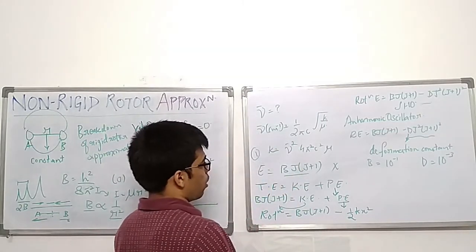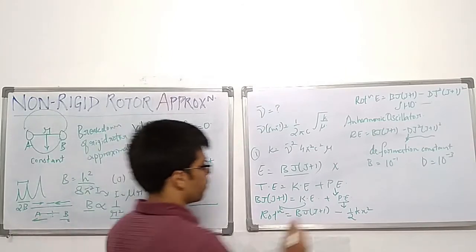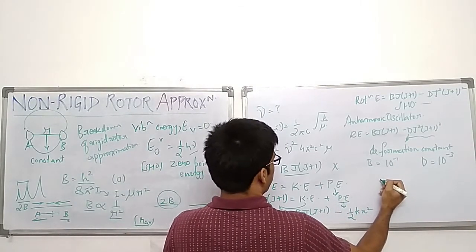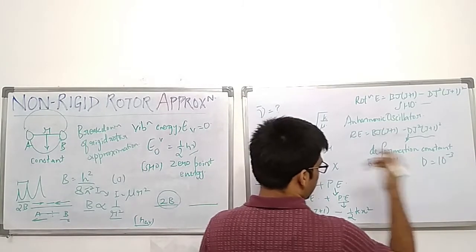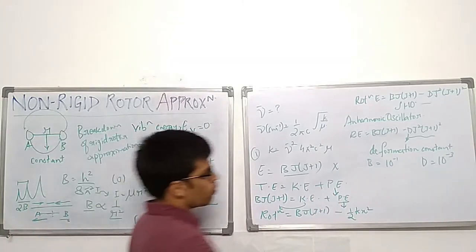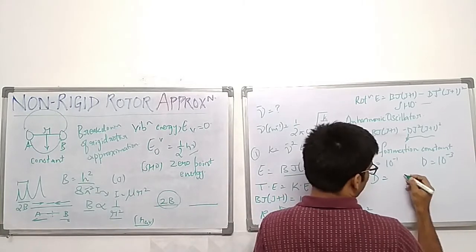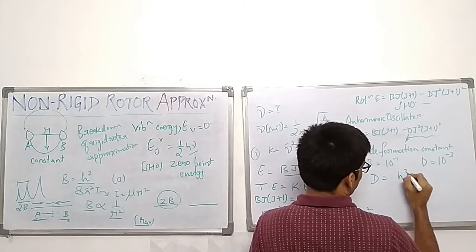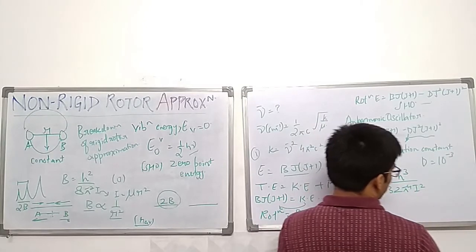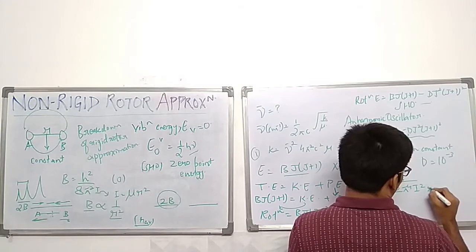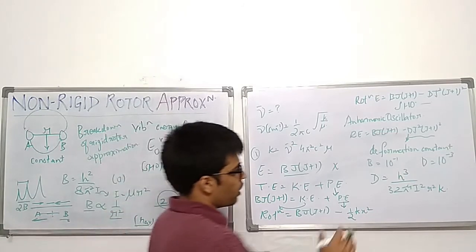Now if you, let's say, okay, we'll see in some time. Fine. So now the formula for D is h cube by 32 pi to the power 4 I square r square k. This is the formula for D.